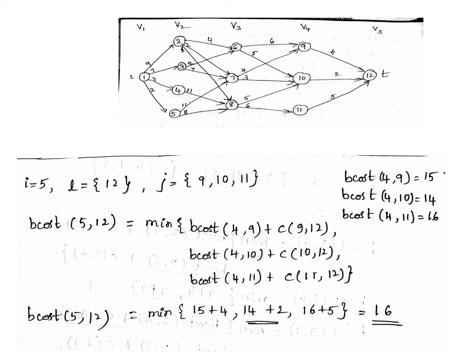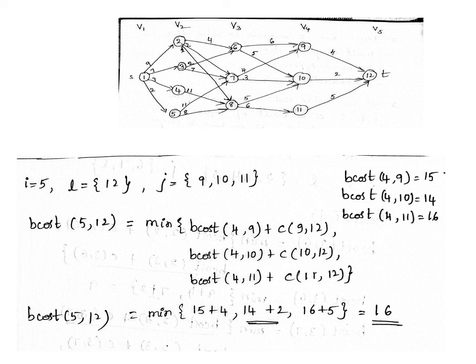I have written it directly. Then i is equal to 5. That is the next stage now, the next step. i is equal to 5, l is equal to 12. We have only one vertex in the last stage. Then j is equal to 9, 10 and 11. That is the previous stage, i minus 1, that is the 4th stage. We have 3 values. Now we have to write for 12 from all the 3. So from the previous stage values, I have written the values here.